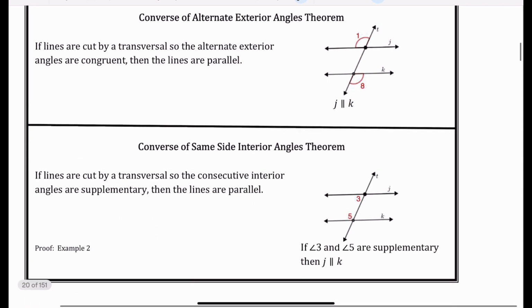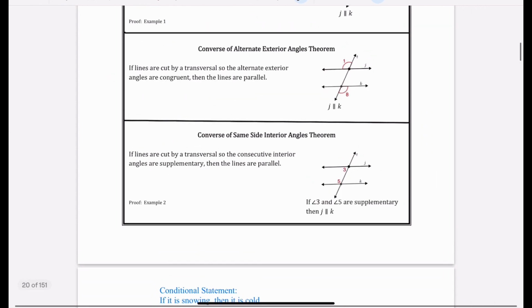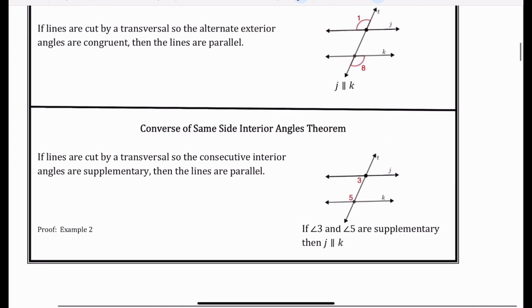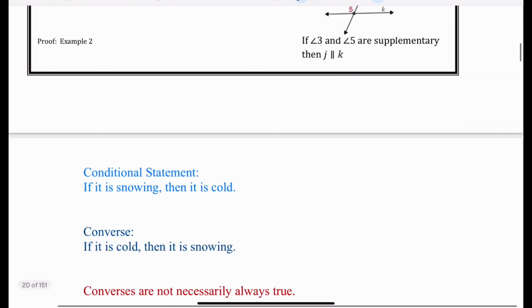The converse of the same side interior angles theorem says if lines are cut by a transversal so that the consecutive interior angles are supplementary, meaning they add to equal 180 degrees, then the lines have to be parallel. So if you know that the angles are congruent, then the lines are parallel. This would be the converse.